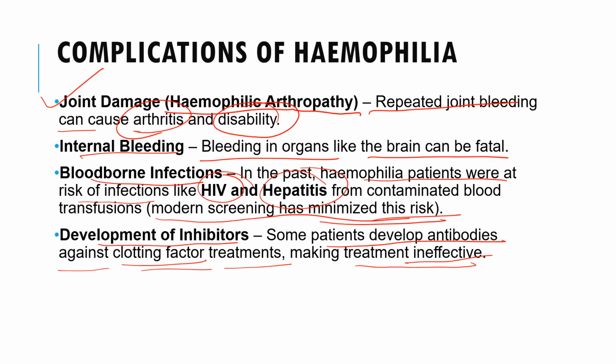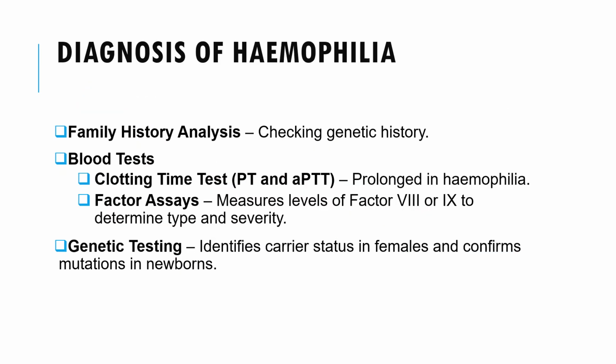So what are all the treatments which are done in this hemophilia? Let us see that. So, how is the diagnosis of hemophilia done? The family history analysis: we will check the family history, whether there are any patients of severe bleeding or this tendency of bleeding in their family. Then we can find out whether they are hemophilic or not.